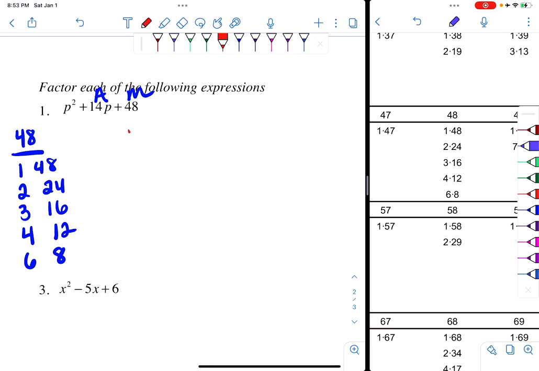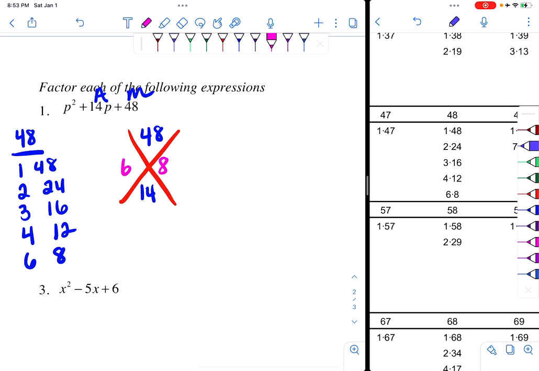So I draw my diamond. I put that 48 upstairs and that 14 downstairs. And I basically just go through them. 1 and 48, not going to work. 2 and 24, not going to work. 3 and 16, not going to work. 4 and 12, not going to work. 6 and 8, let's see.